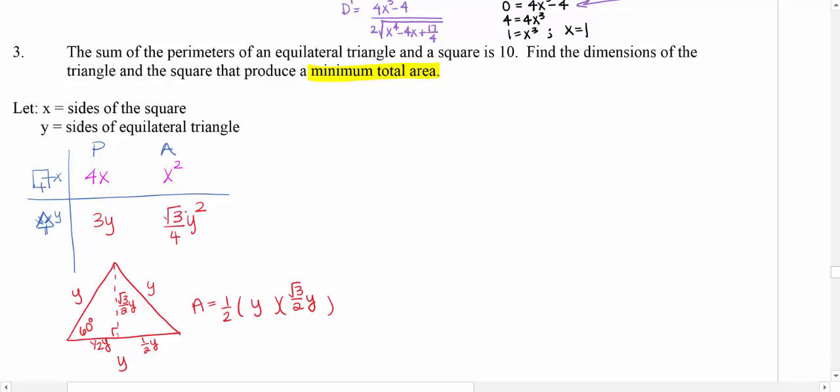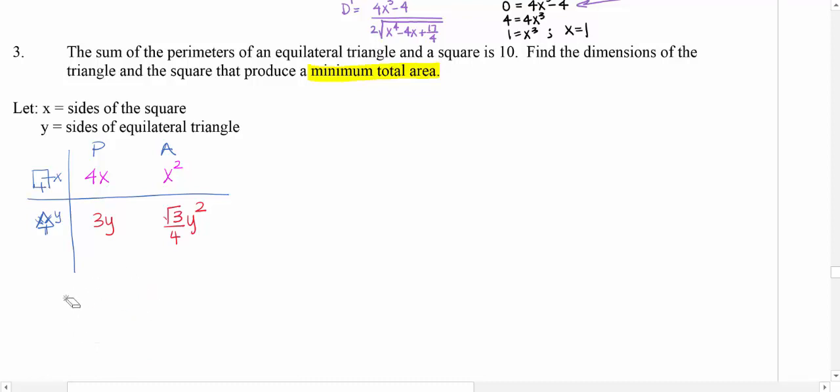Okay, so we can figure it out. I was told to memorize it as the 2, 3, 4. So y squared, rad 3 over 4. Or you can just set it up like so and figure out the 1/2 base times height and figure it out that way. So we're going to use these in all of our calculations so that we can just refer to those instead.